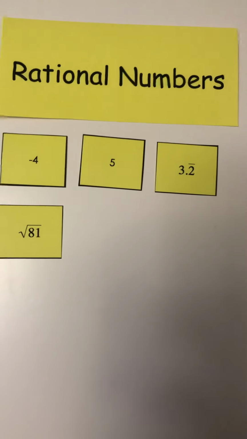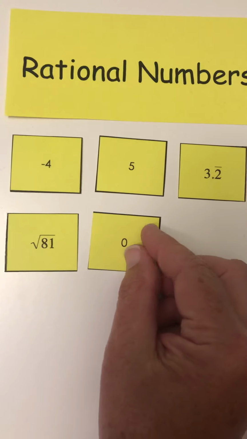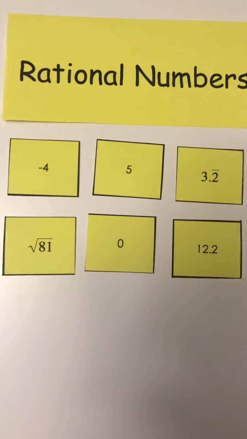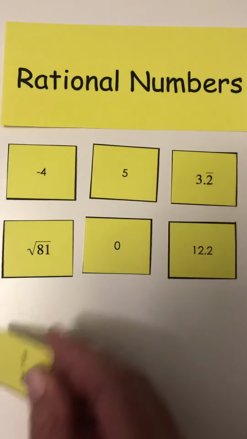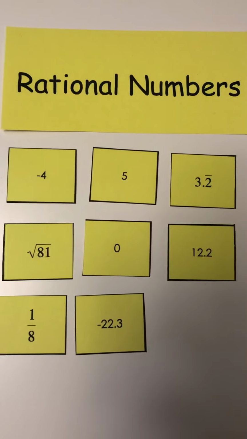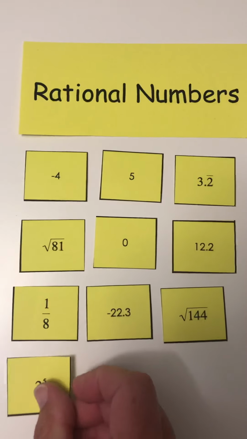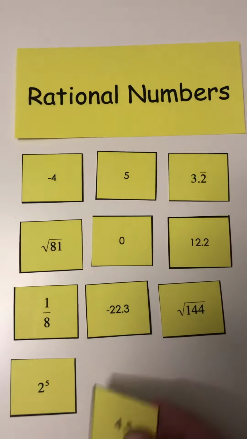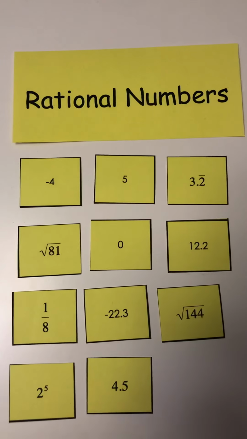We could write the square root of 81 as just 9. We could write this as 0/1, which would be a fraction. This one would be 12 and 2/10. And then you could have one like 1/8. This could be -22 and 3/10. The square root of 144 is 12. 2 to the 5th would be 32 if we worked it out. 4 and 5/10. And we could have the number 1.